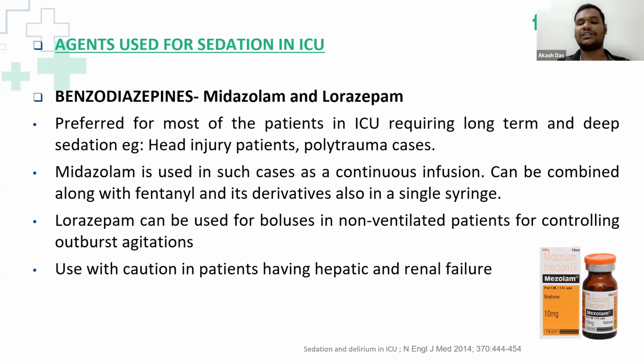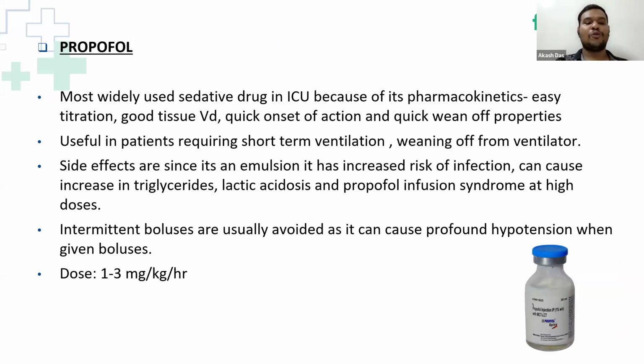Use with caution in patients having hepatic and renal failure, very important, as midazolam, as we all know, has active metabolites and is metabolized in the liver, so be very careful. And in renal failure also, its half-life is very prolonged, so patients may take time to wean off when there is renal failure. So propofol is the most widely used drug in ICU because of its pharmacokinetics.